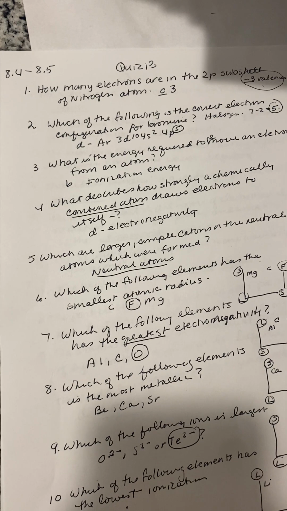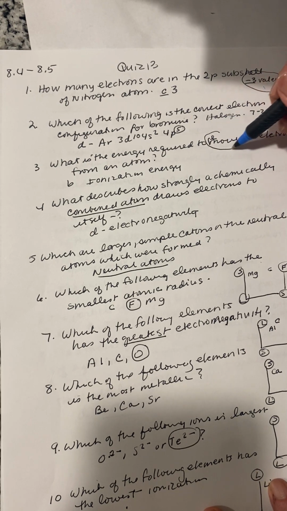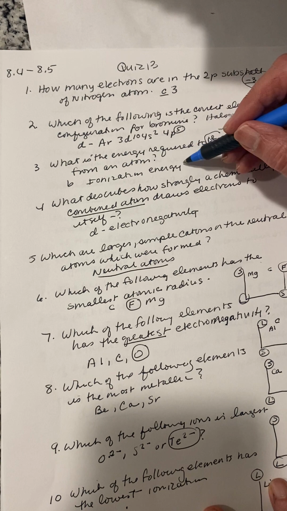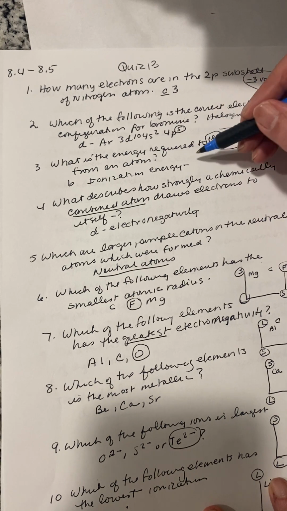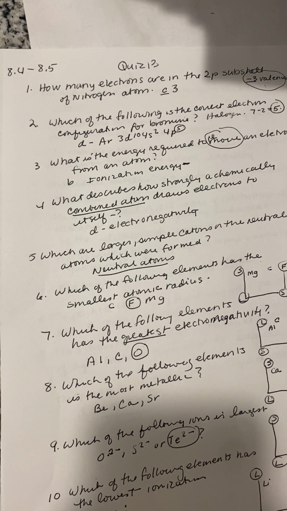What is the energy required to remove an electron from an atom? It's called ionization. When you're removing an electron, you're making it into an ion. That's the ionization energy.